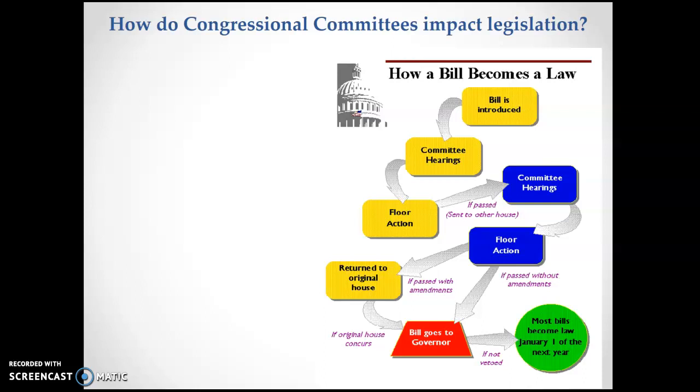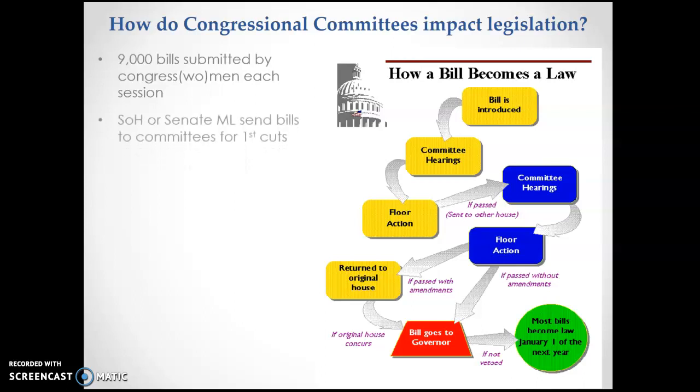So with the 2 minutes that we have left here today, let's begin this question. We'll pick it up tomorrow, is how do congressional committees impact legislation? Number one, as I said, the vast majority of bills die in committee, right? The vast majority of bills that are sponsored by senators and House of Representatives are never passed into law. Basically, every session, a session is 2 years, there's over 9,000 bills sponsored by members of Congress, submitted to either the Speaker of the House or the Senate Majority Leader, 9,000 bills each session.